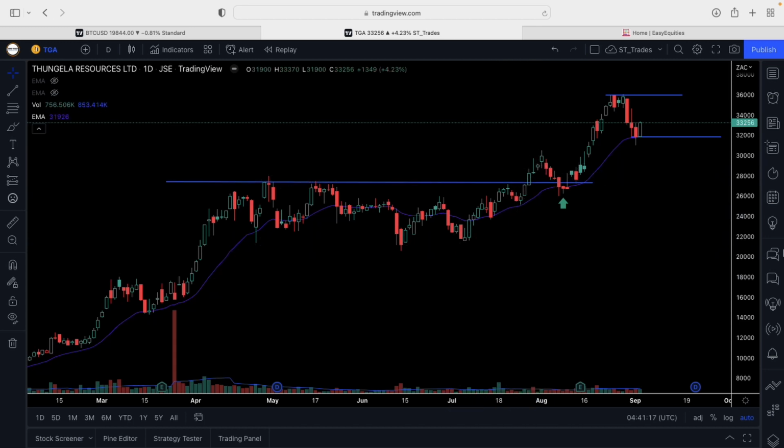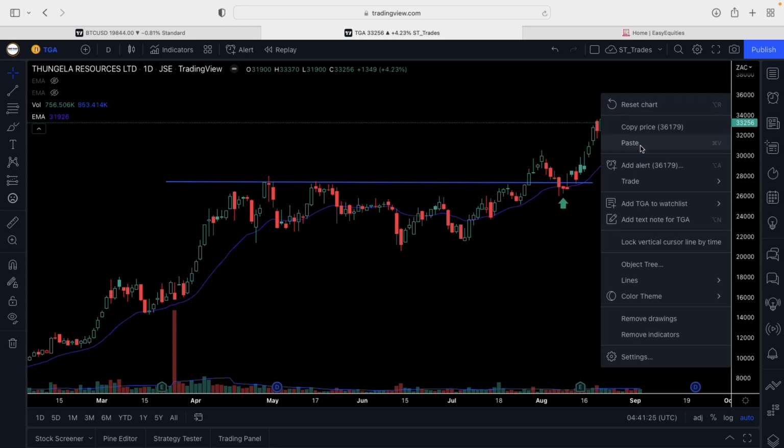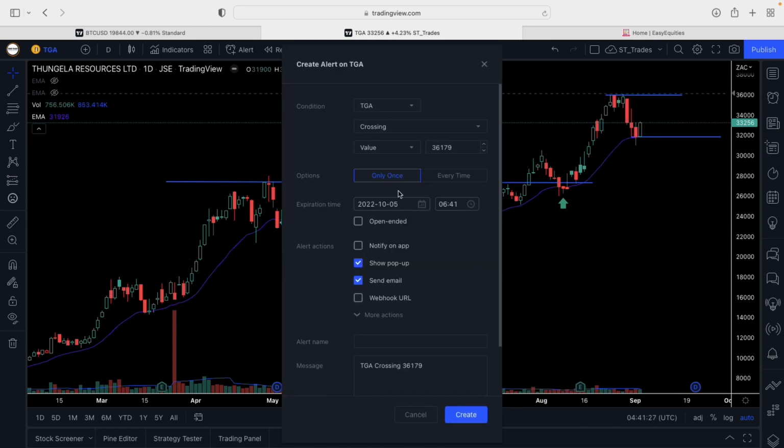So one way that you can do it, you can set an alert. You can see here, if I put the cursor just above, maybe let's say 362, if I right click, then I say add alert on 362, then you see you're looking at the chart of Thungela. So I want to get an alert if the price crosses above 361, or I can just change it to 362. Remember that the currency is in cents, so that is why it looks like it's 36,200, because if you divide this value by 100, you're going to get 362 rand. So I want to get the alert just once it crosses that level.